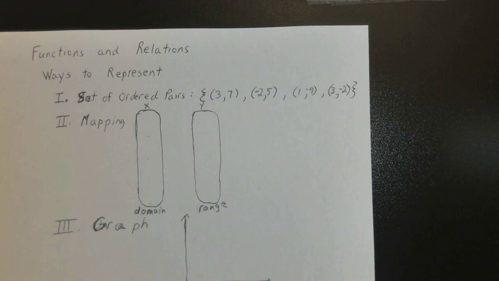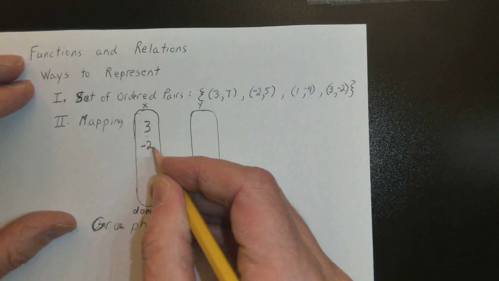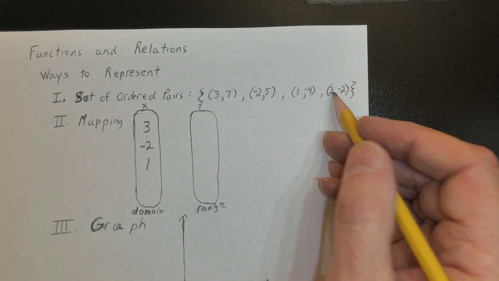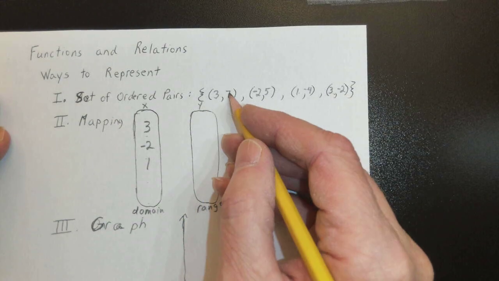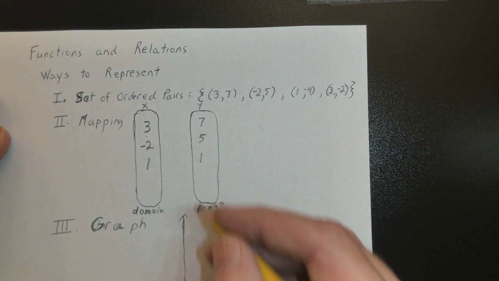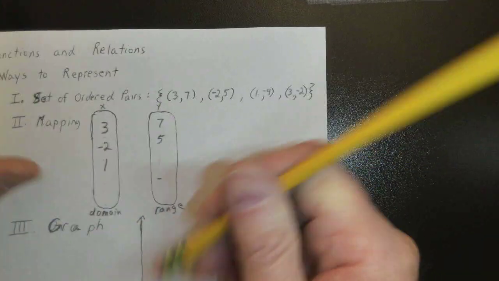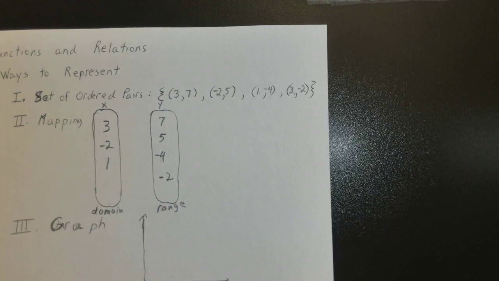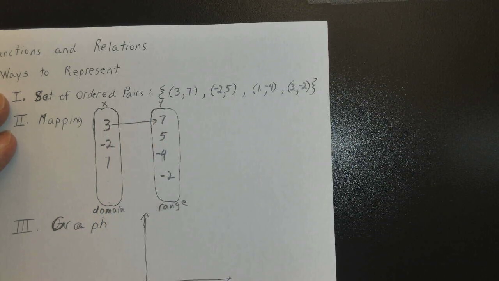of our relation. All right, so for our domain, I have a 3, I have a negative 2, I have a 1. I'm not going to rewrite 3 if it's there more than once, okay? So I'm just going to write it once. And then my y-coordinates, I have 7, 5, 1, not 1, negative 4, and negative 2.